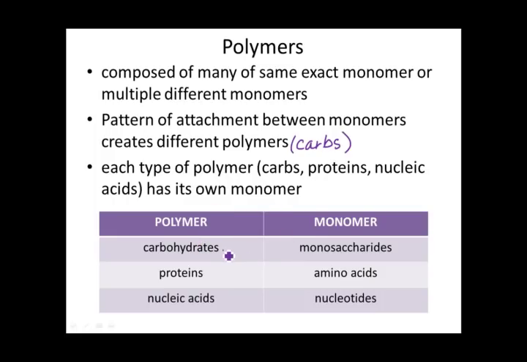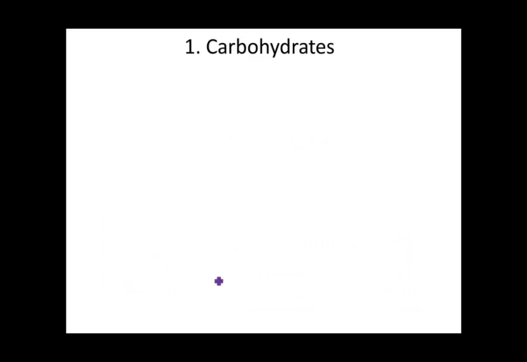So carbohydrates go with monosaccharides. So you take a bunch of monosaccharides, link them together, and you come up with a carbohydrate. If you take a bunch of amino acids and put them together, then you come up with a protein. And if you take a bunch of nucleotides and put them together, you get a nucleic acid. So you definitely want to memorize these in addition to knowing what they look like.